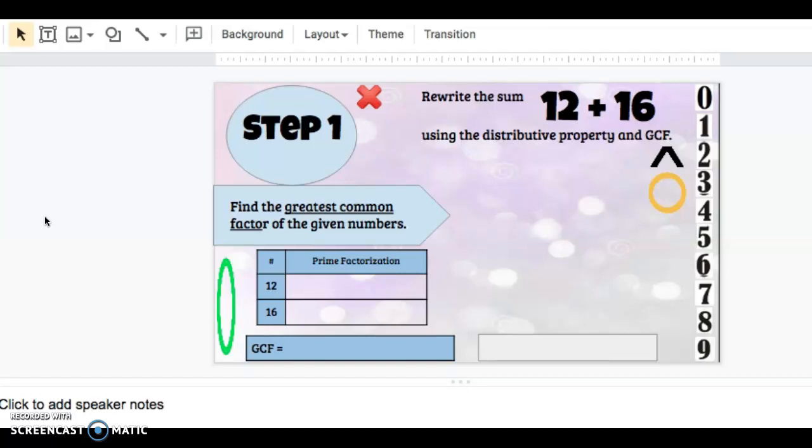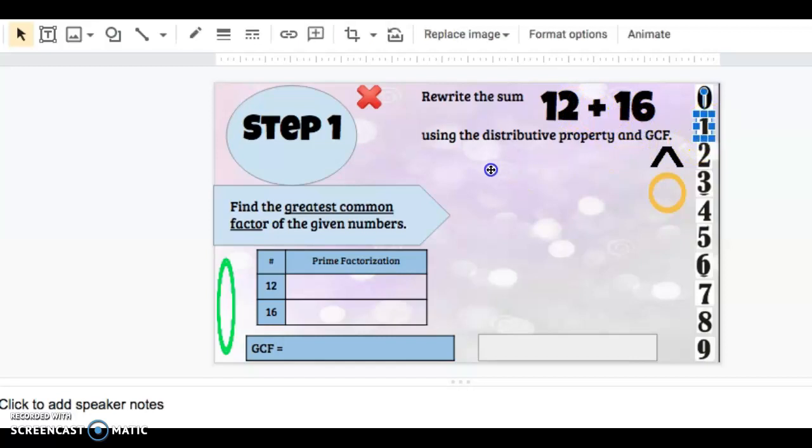Okay, so there's three steps really that you're going to use to solve this. The first step is to find the greatest common factor of the given numbers. Okay, so find the GCF of the given numbers. So the problem is rewrite the sum of 12 plus 16 using the distributed property and GCF. They're always going to tell you to use distributed property and GCF if they want you to solve it that way. Okay, so we have to find the GCF of 12 and 16.